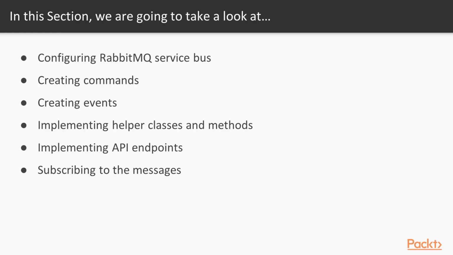In the second section, we'll be talking about messaging in general. In this section, we are going to take a look at configuring the RabbitMQ service bus, creating the commands and events, implementing some helper classes and methods, then defining our API and endpoints, and finally subscribing to the messages that will be sent to our service bus.